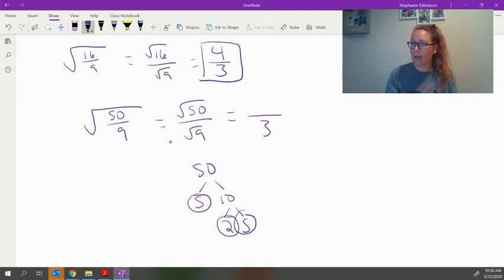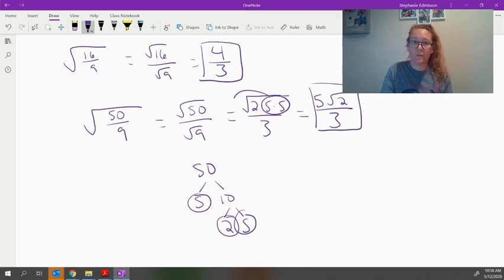So if I write out my product of primes, I get 2 times 5 times 5. Circle my pairs, 1 comes out. That's going to give me 5 root 2 over 3. And that is my answer. And then you just leave it. You're done. It's simplified.